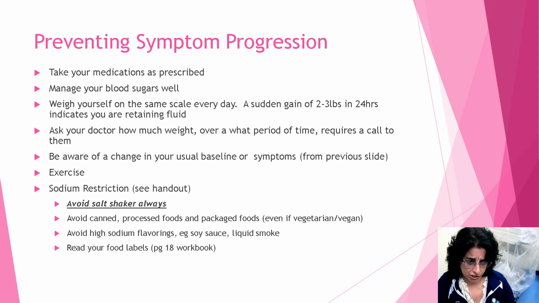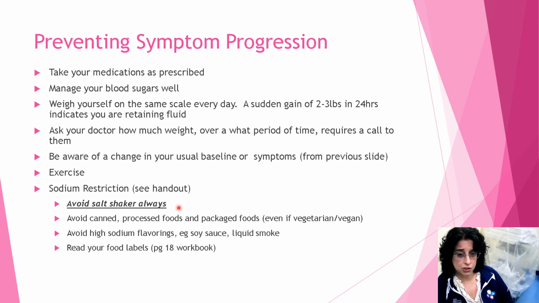And then sodium restriction is very important. It's probably the biggest thing you have control over that helps prevent symptom progression. So I can't emphasize this enough. Avoid the salt shaker always. A teaspoon of salt has 2,300 milligrams of sodium. So if you're using salt, it's very hard to stay under the 2,000 milligrams that you're supposed to be having a day. So first and foremost is avoid the salt shaker.